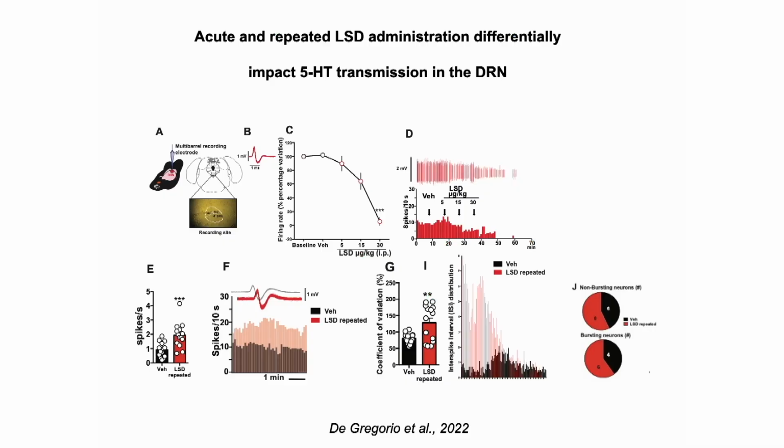So we perform an electrophysiological analysis and neuronal recordings of the serotonergic neurons in the dorsal raphe nucleus. So what happens when we acutely inject LSD at 5, 15, and 30 micrograms per kilo, which are, in animals, non-hallucinogenic doses? We see basically a shutdown, a reduction of this activity.